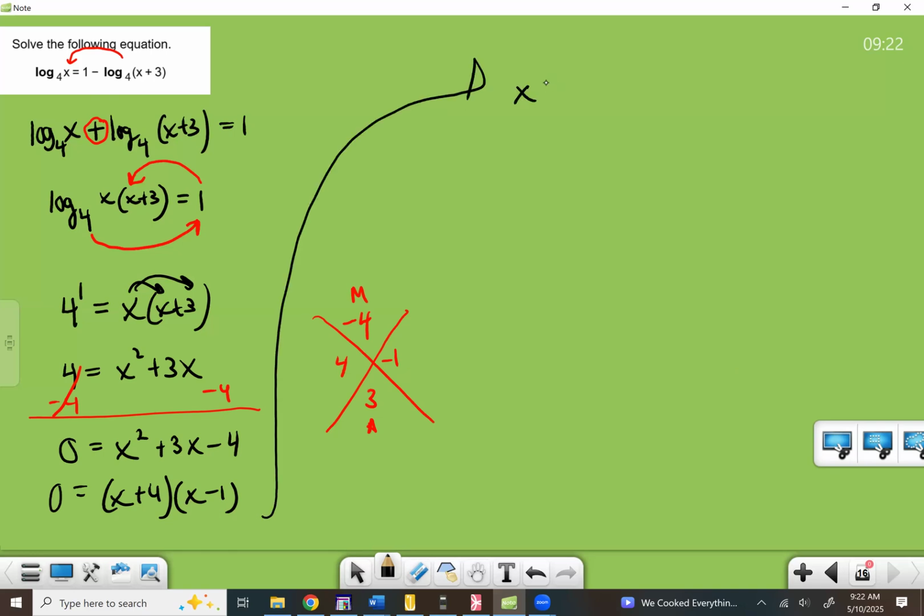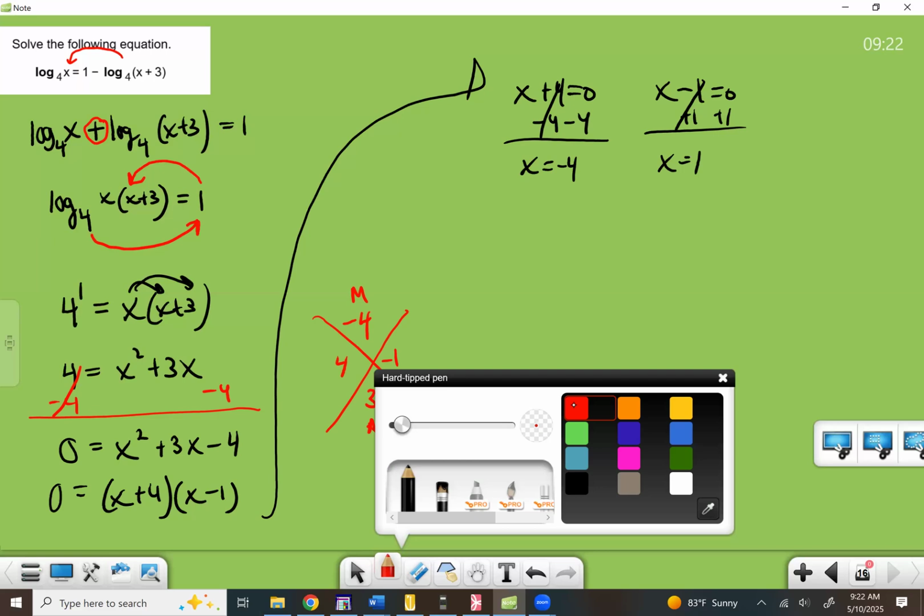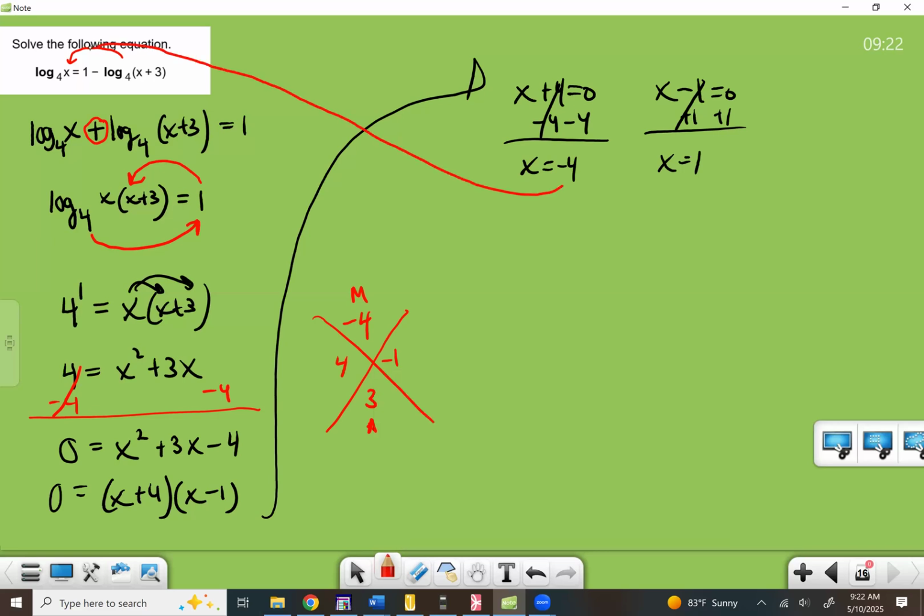When we set both of those equal to 0, using the zero product property, we're going to get -4 for the first one and +1 for the second one. Now I can already see an issue with the -4. Remember that we're at the checking stage. If I plug in a -4 right there, I'll be logging a negative. Gone. We can't log negatives.